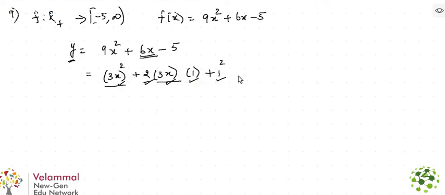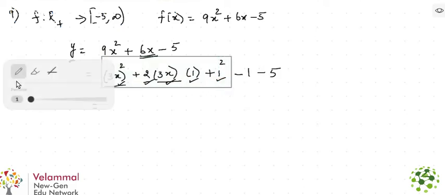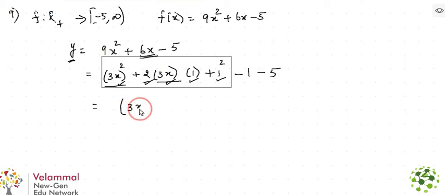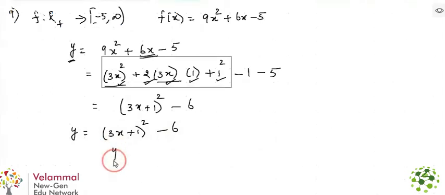I added 1 on my own, so I should take away 1 on my own. Then only the value will not change. And minus 5 is written as it is. So up to this part, (3x)² + 2·3x + 1 is the whole square. How much is that? Yes, (3x + 1)² - 6. So whenever a quadratic comes, if you want to make x the subject of the formula, you should complete the square and start. So y = (3x + 1)² - 6, or y + 6 = (3x + 1)².